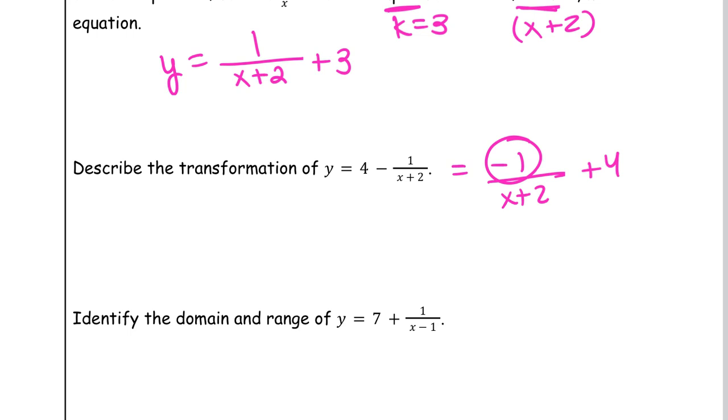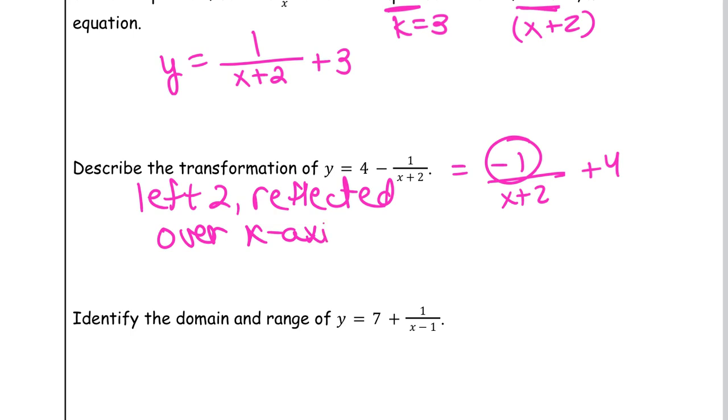So what are my transformations? Left. Nope. Reflected over the x-axis. Yeah. Wait, why would you put the left before the reflected? They can go in either order. The only thing the left can't go before is if you had a horizontal stretch or compression. Okay.